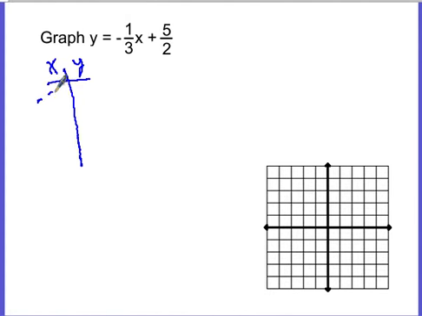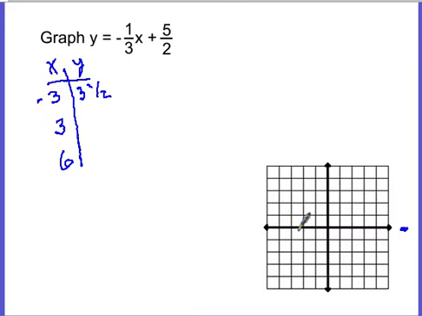Multiples of 3 would be a really good idea to put in for x. So I can do a negative 3, I can do a positive 3, and let's say 6. This graph is going to be hard to get the 6 on, but I think it'll be okay. So let's do a negative 3. What is negative 1/3 times negative 3? Positive 1. Plus 5 over 2, which is really 2.5, right? So what's 1 plus 2.5? 3.5.